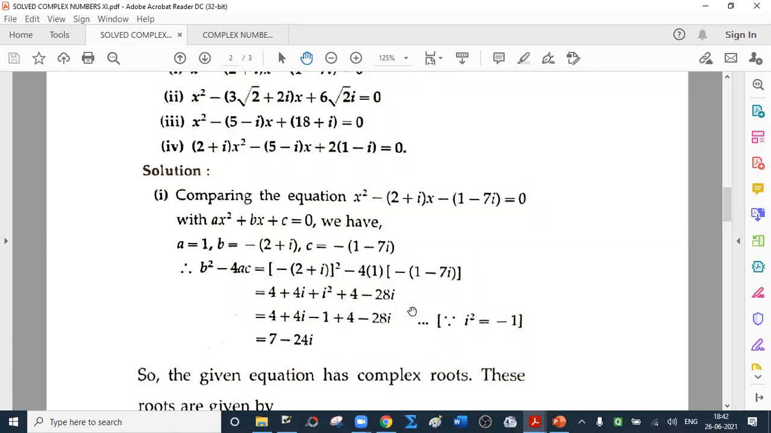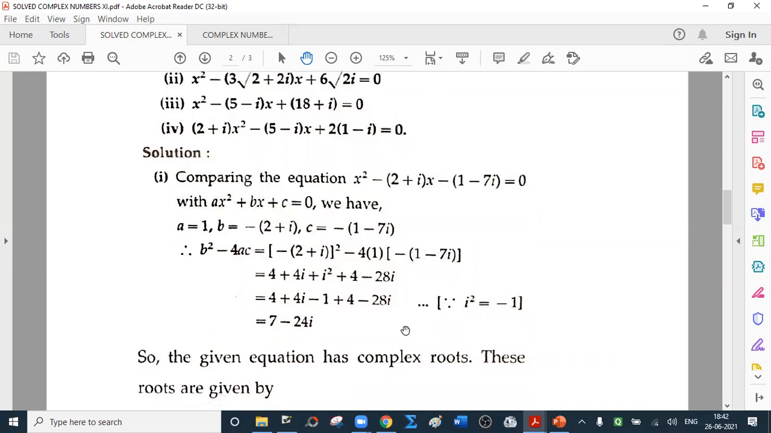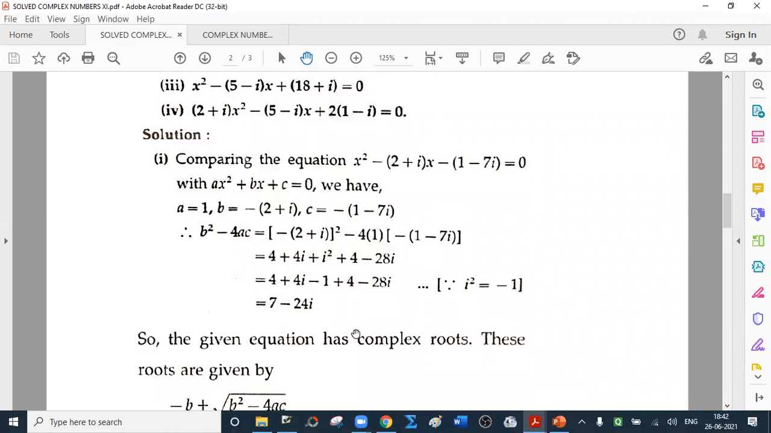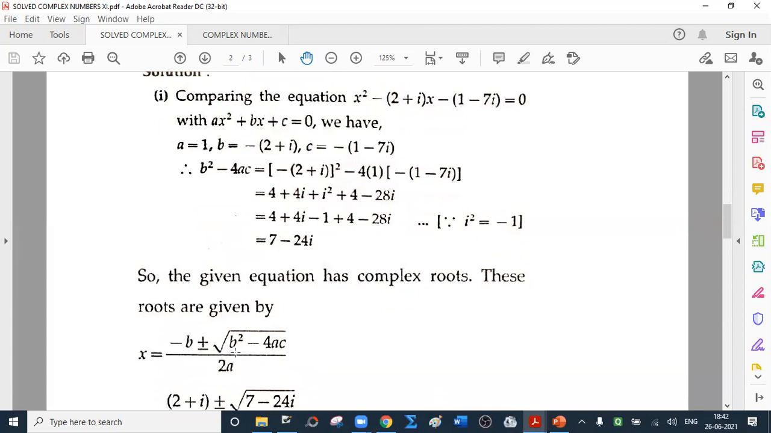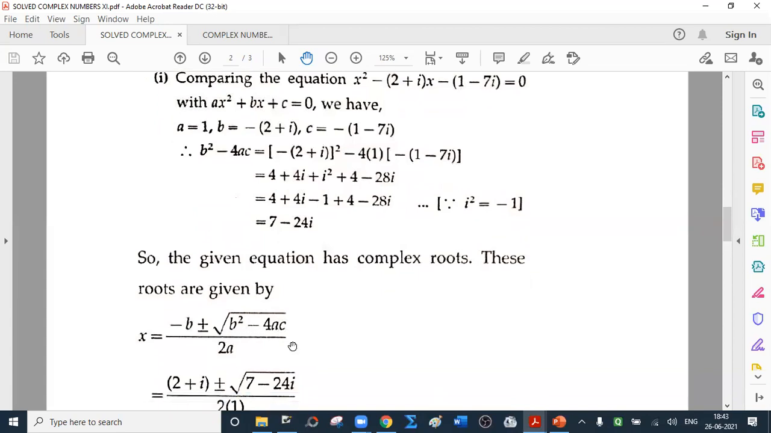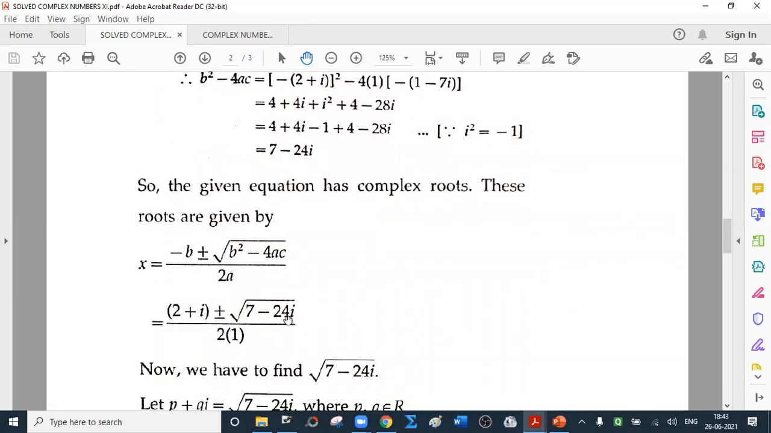This is the standard practice. Replace i square by minus 1. So this comes out to be 7 minus 24i. So the given equation definitely has complex roots. These are given by what? Minus b plus minus root of b square minus 4ac upon 2a. Substitute the values. See why degree of difficulty is increased? Because this is altogether different sum. We solved the same sum yesterday, but of course do not use that data.